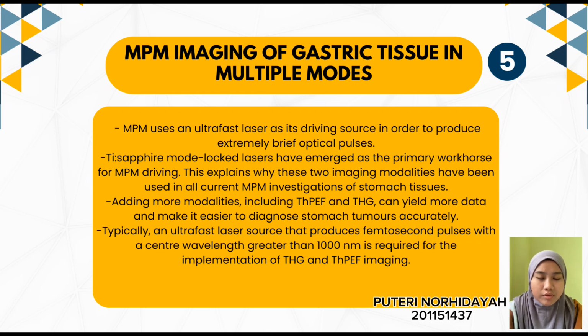Next, NPM imaging of gastric tissue in multiple modes. NPM uses an ultrafast laser as its driving source in order to produce extremely brief optical pulses. This mode-locked laser has emerged as the primary workhorse for NPM driving. This explains why these two imaging modalities have been used in all current NPM investigations of stomach tissue. Adding more modalities, including THPEF and THT, can yield more data and make it easier to diagnose stomach tumors accurately. Typically, an ultrafast laser source that produces femtosecond pulses with a center wavelength greater than 1000 nm is required for the implementation of THT and THPEF imaging.